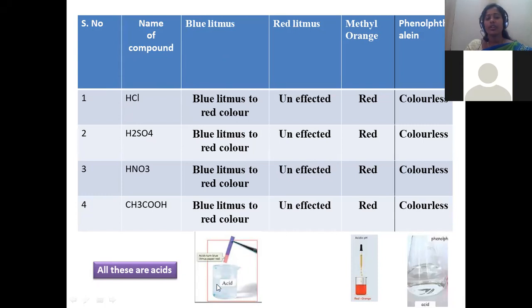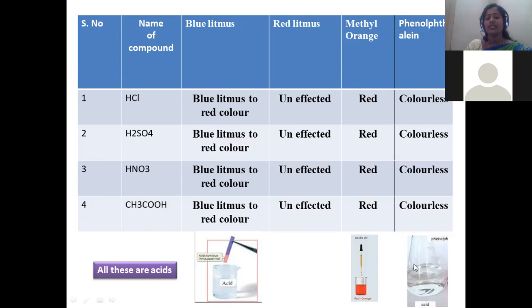When red litmus is soaked into this acid, it will not be changed. Whenever methyl orange is added to this HCl solution, what can you infer? Here, the observation will be red color.